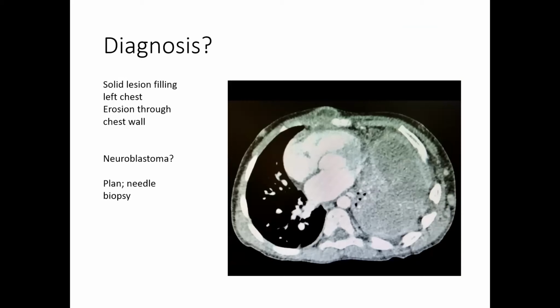And if we look at this and the transverse cuts, you can see that the left hemithorax is full, the heart is shifted across. Whatever it is eroded through the chest wall adjacent to the sternum, and is beginning to look like a chocolate with a soft center. But I still, in fact, favored an aggressive neuroblastoma.